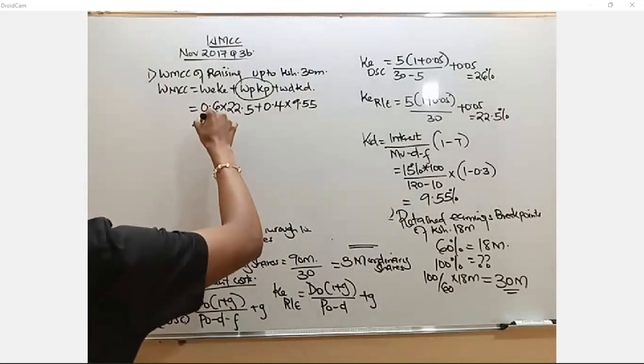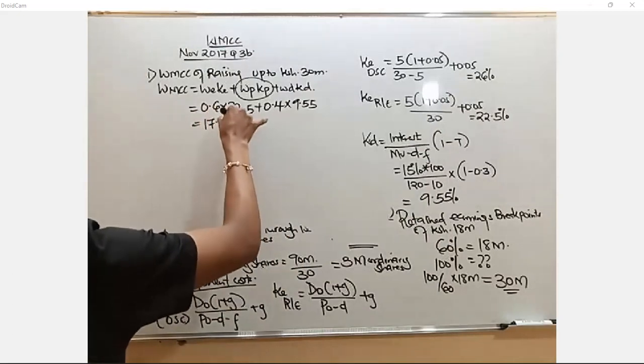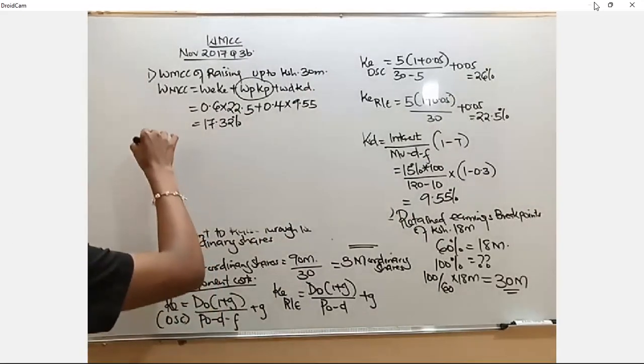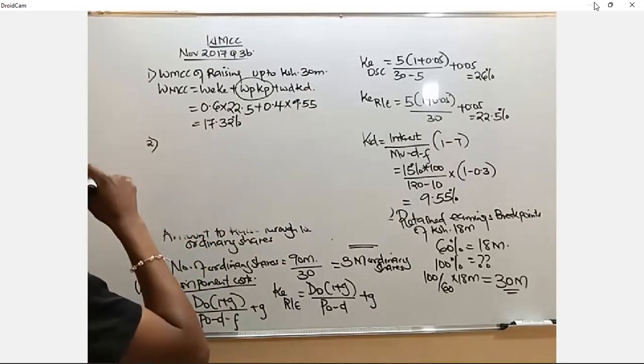My calculator is telling me it's 17.32%. That is what my calculator tells me, right? Then from there, we are now going to be calculating our second WMCC of raising what?